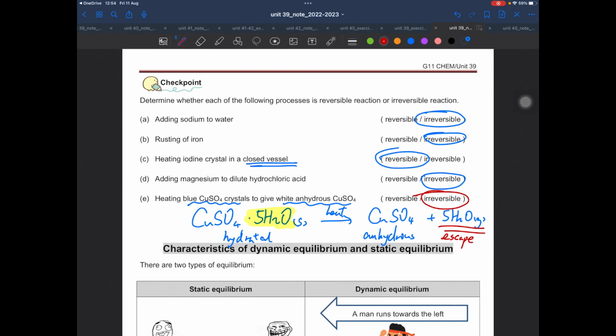So you can now understand the reaction is important, but the environment is also important, right? A closed vessel is necessary for reversible reaction. Please highlight this.